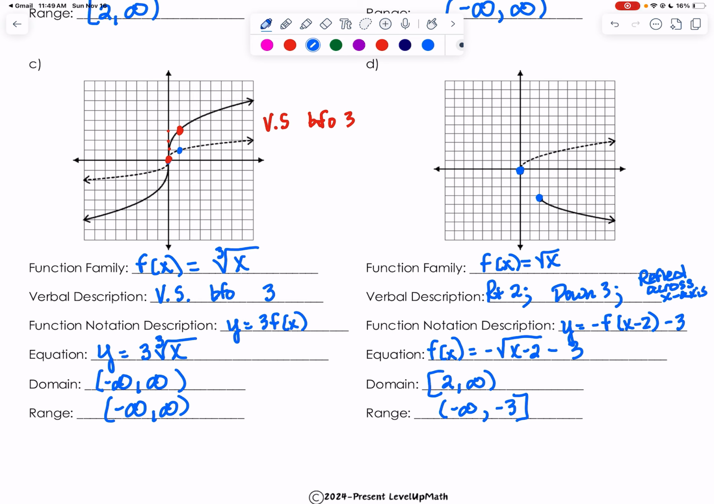And that concludes today's lesson, graphing and writing radical functions.